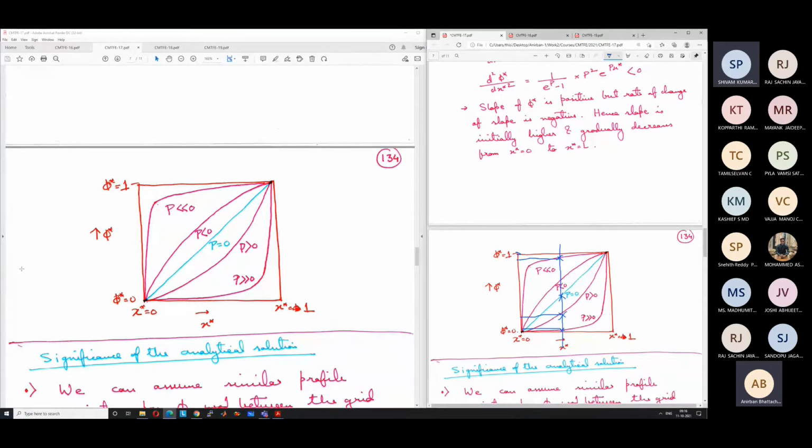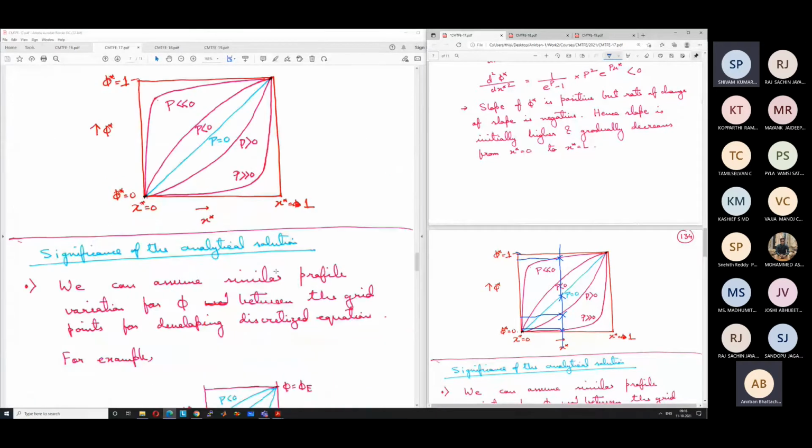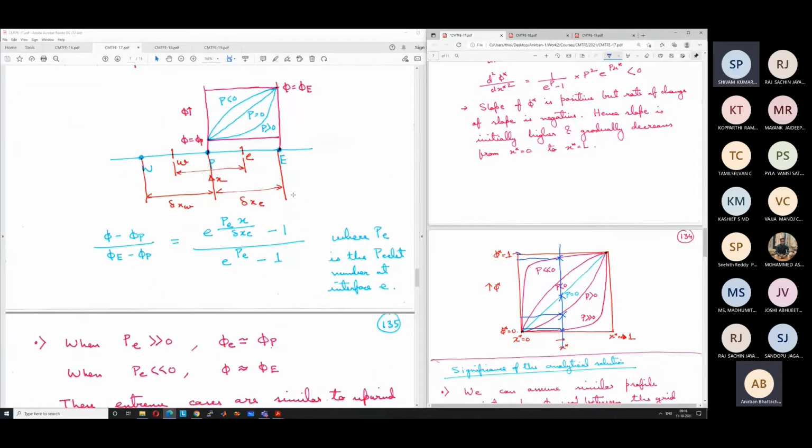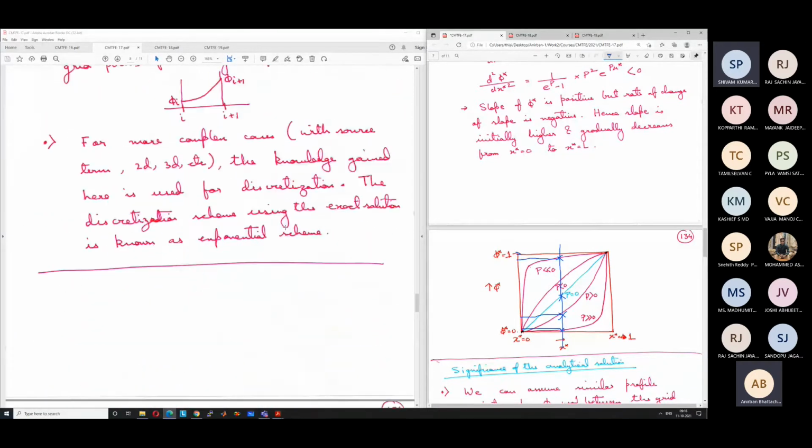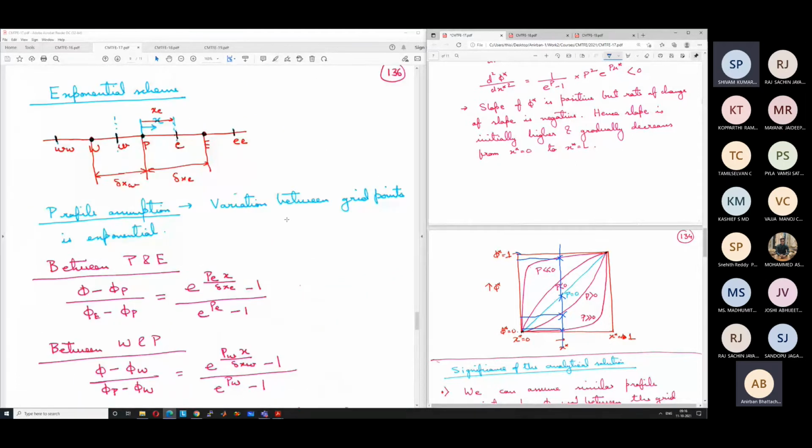So this was the exponential solution. Based on this, we developed a scheme in the previous class, which we called the exponential scheme, where we assume that this is the variation instead of a linear, straight line like variation. For our central difference scheme, we had assumed this variation, and for our upwind scheme, we have assumed something like this.